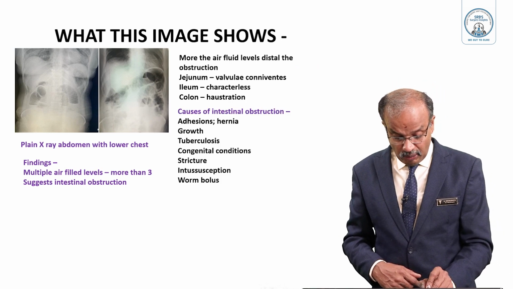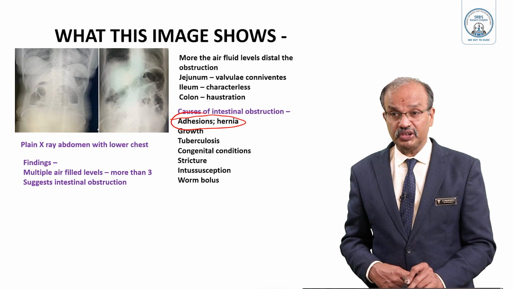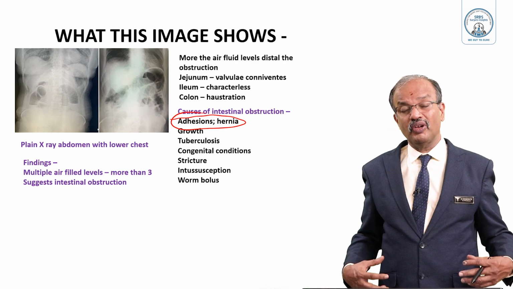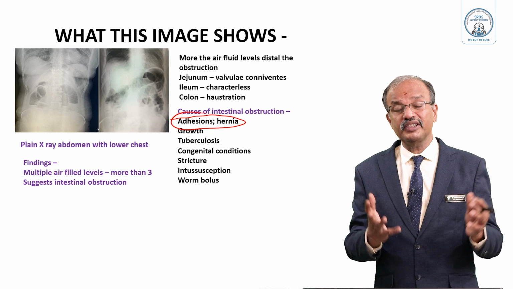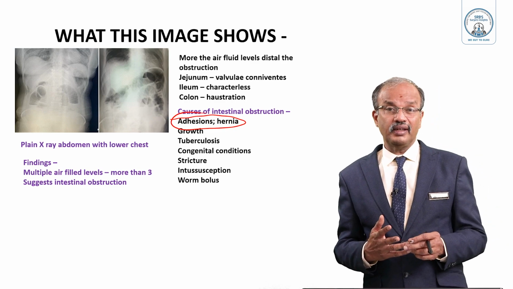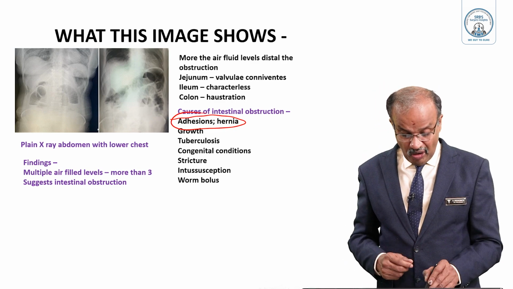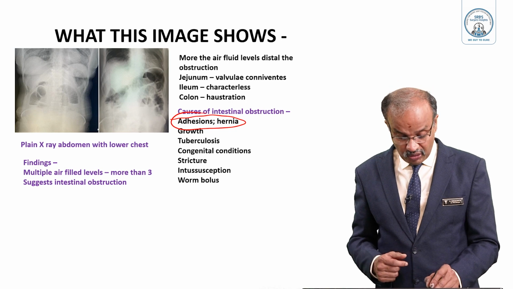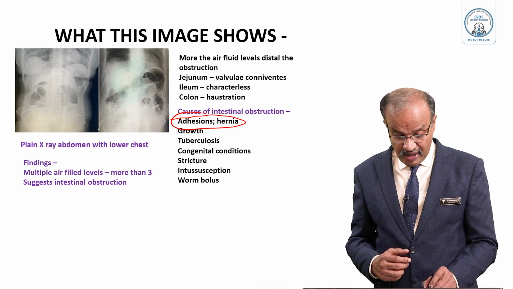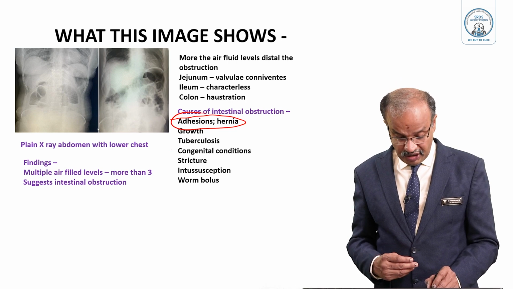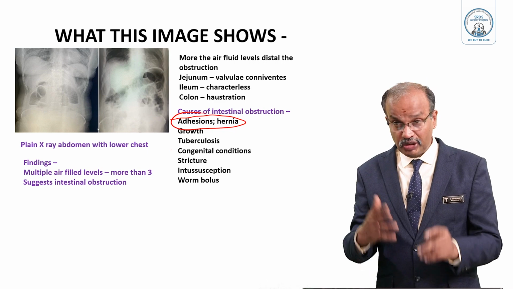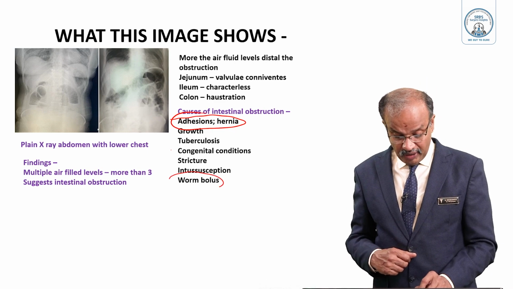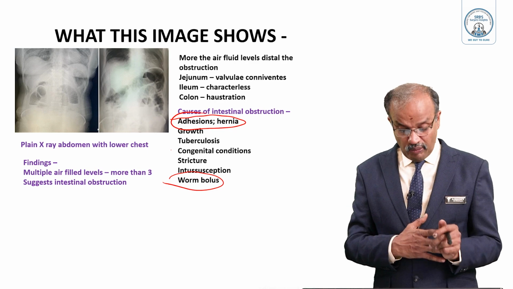So these are the causes. Remember, adhesion and hernia are the most common causes. So always in such a patient, examine the groin for hernia. Previous history of surgery is very, very important. Congenital adhesions equally can cause intestinal obstruction. All other things: growth in the colon, ileum and so on. Tuberculosis can cause stricture. Congenital stricture, I already told. Intussusception, telescoping of one bowel into the adjacent bowel, can cause it, especially in children. Worm bolus, again common in children. So many other causes, remember.